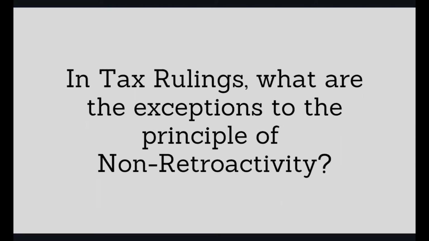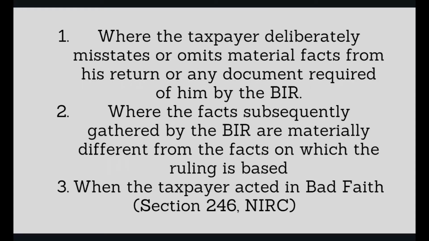In tax rulings, what are the exceptions to the principle of non-retroactivity? 1. Where the taxpayer deliberately misstates or omits material facts from his return or any document required by the BIR. 2. Where the facts subsequently gathered by the BIR are materially different from the facts on which the ruling is based. 3. When the taxpayer acted in bad faith. Section 246 of the NIRC as amended.